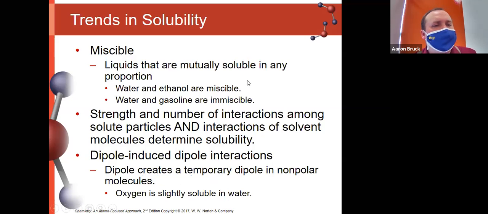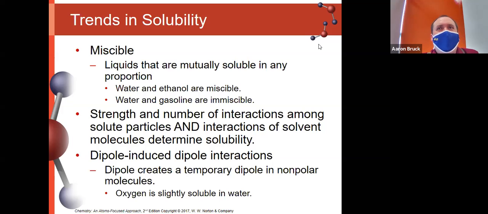Now, what can we say about solubility? Well, there's another term that we need to throw in here. Miscible, or miscibility. Substances that are miscible are liquid in nature and can dissolve in each other in any proportion. Alcohol and water is a terrific example of miscibility.